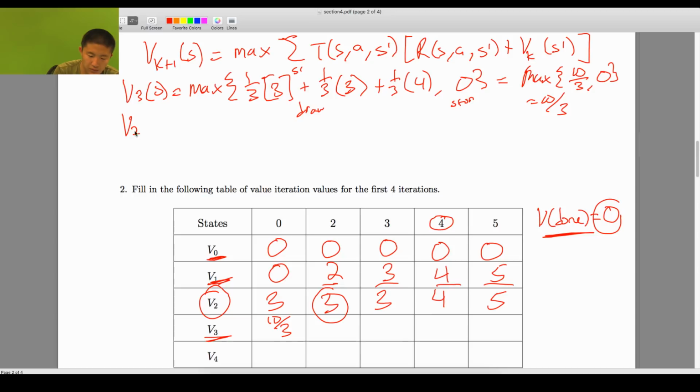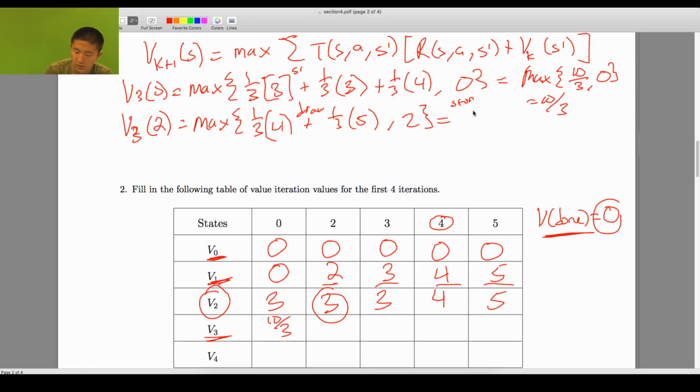Now V3 of 1, of V3 of 2. Same thing we did before, so 1/3 times the value function at 4, so we get 4, plus 1/3 times 5, with max with 2, which is also still equal to 3.